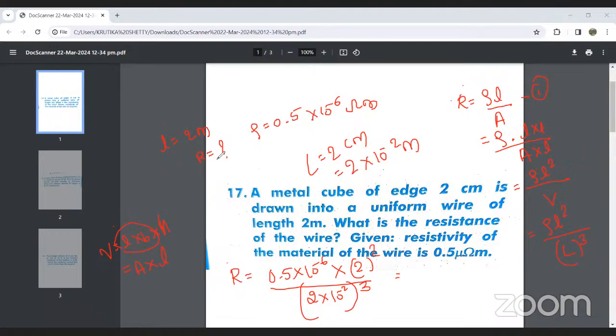Yes, 0.25 is correct. Yes, correct answer. Yes, very good. Yes, everyone, 0.25. Write the unit. Resistance is in ohm, so please write the unit also.